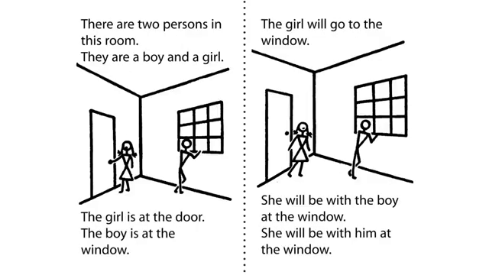There are 2 people in this room. They are a boy and a girl. The girl is at the door. The boy is at the window. The girl will go to the window. She will be with the boy at the window. She will be with him at the window.